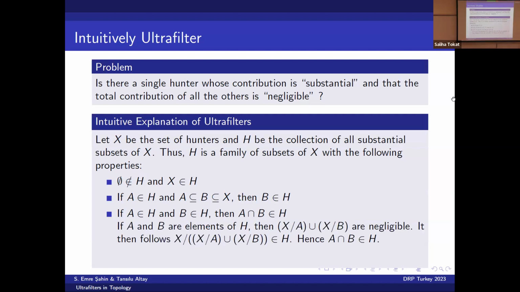We show that, how can it be? A and B are substantial, their complements are negligible sets. So the union is a negligible set, and its complement is a substantial set, and this set equals the intersection of A and B, and is also a substantial set.